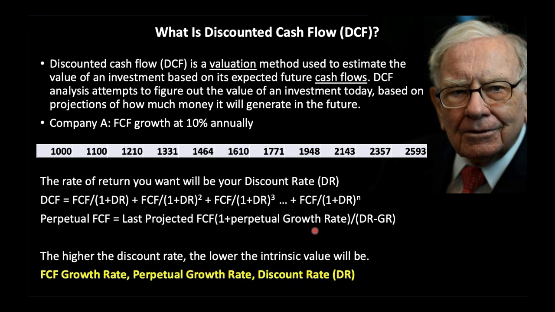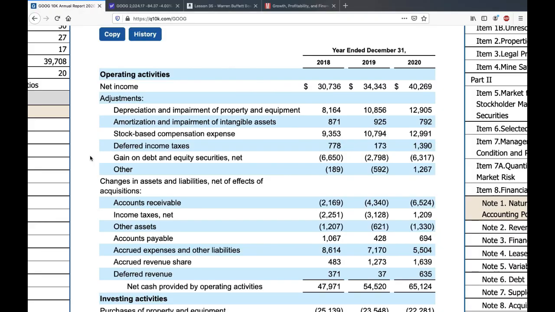So let's recap this. Basically, the things that you need for a DCF calculation are free cash flow growth rate, perpetual growth rate, and the discount rate. Let's go through a cash flow statement first, and I want to show you where you can find operating cash flows and the capital expenditures of a company.